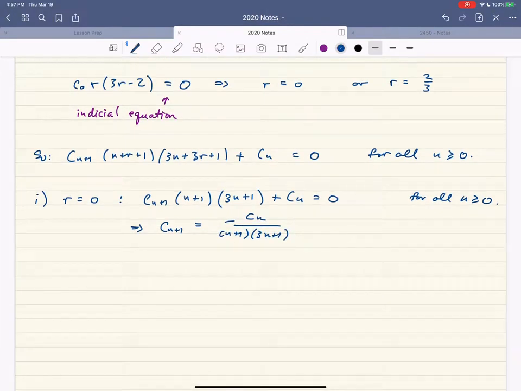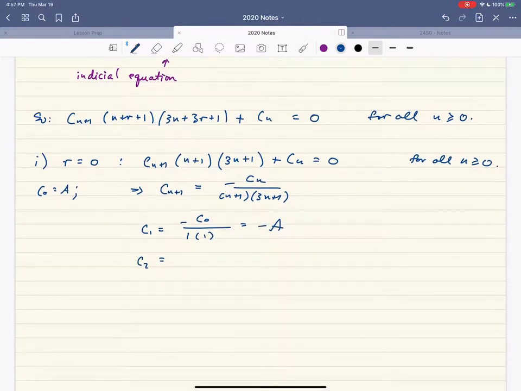And so that tells us that if c naught is a, then let's see what's going to happen. We're going to get that c1, when n is equal to 0, is equal to minus c naught over 1 times... so if n is 0, this is 1 times 1. So that's minus a.